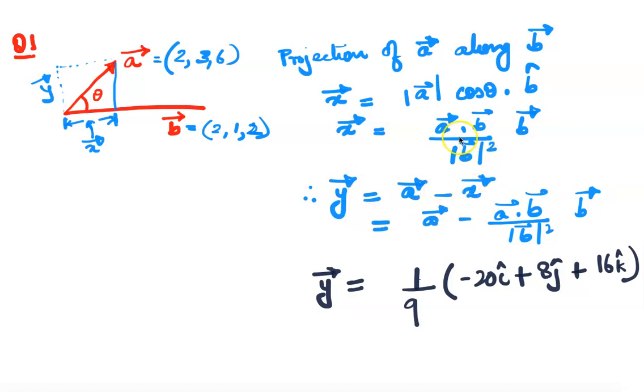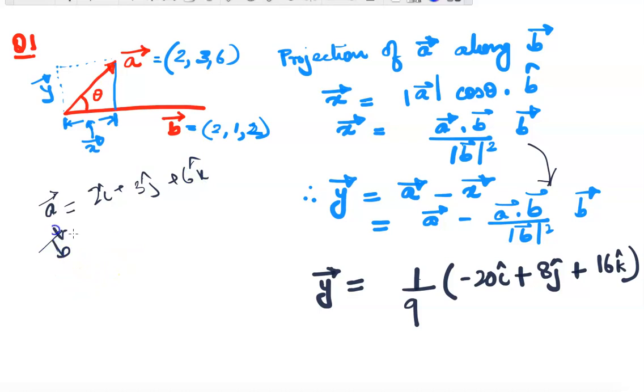Now the y vector, by the law of parallelogram, is a vector minus x vector. Replacing the x vector here, we get an equation. Now let's substitute the a vector, which is 2i cap plus 3j cap plus 6k cap, and the b vector, which is 2i cap plus j cap plus 2k cap. Replace these two and solve this equation, and you will get the answer. Cool. So let's move to the second question of our quiz.